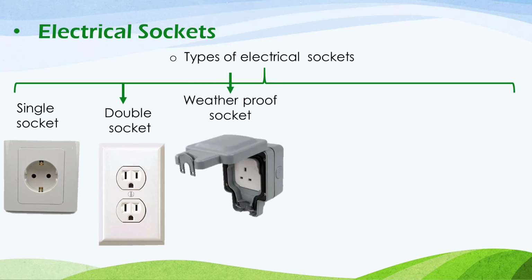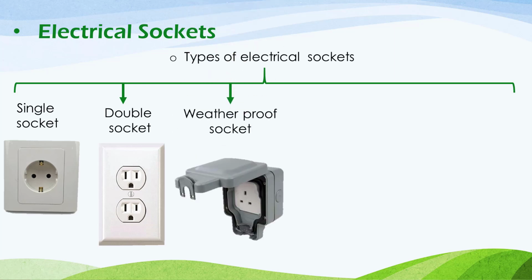Also, the third type of circuits we have is the weatherproof circuit. This type of circuit is an ordinary single circuit, but it has the feature that it's weatherproof. This means the socket is protected against weather conditions like rain or dust, because it has a well-designed cover which prevents the water or the dust from reaching the socket terminal.